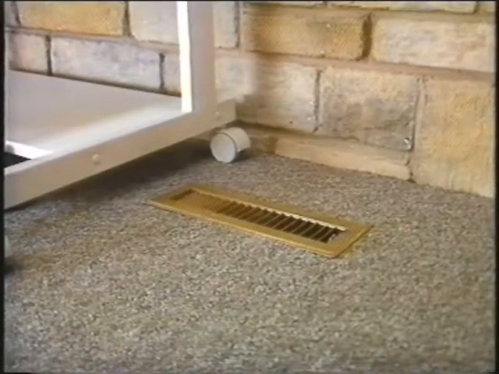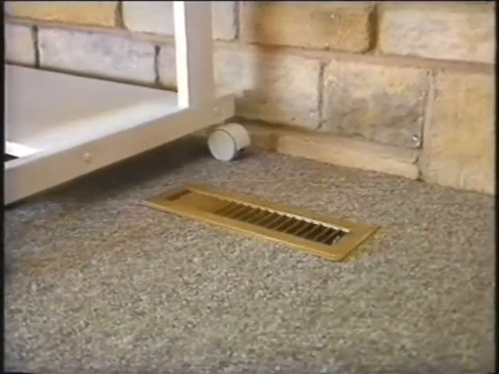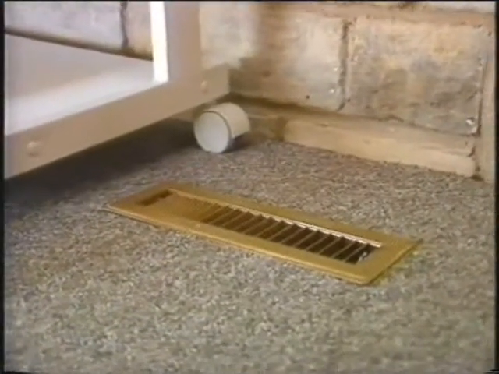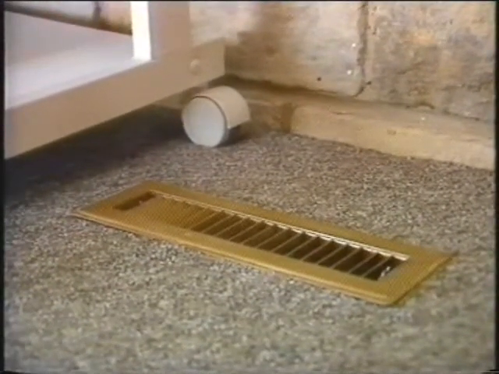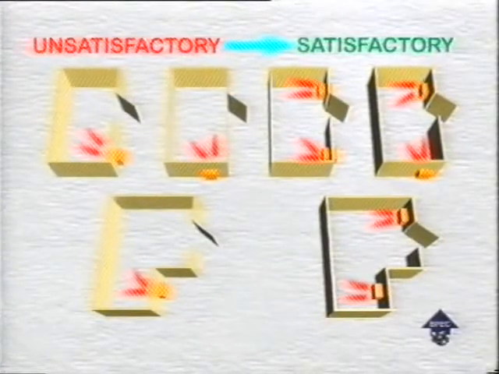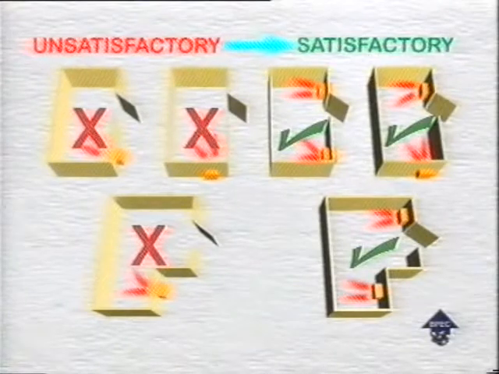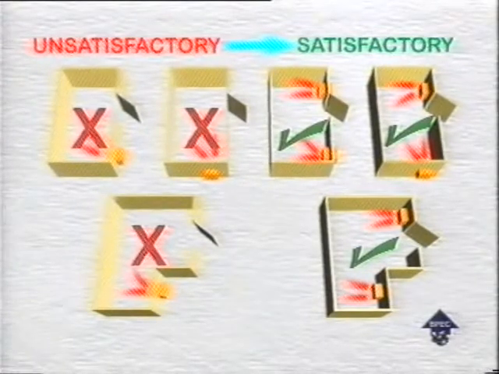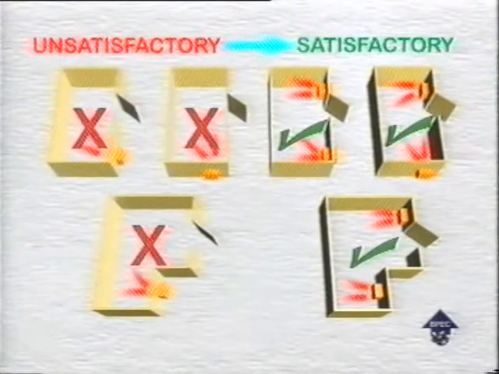The size of diffusers and registers is obviously important. There are tables to help you decide what's appropriate for a particular location. Equally important is where they're located. The air needs to be distributed evenly. Sometimes this will mean fitting more than one register.